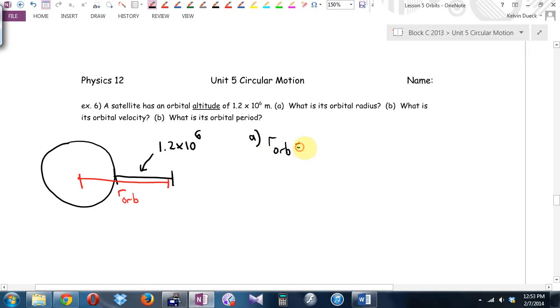So orbital radius is going to be the radius of the Earth plus the altitude. What was the radius of the Earth? It's on your formula sheet. I can't remember, 6 point something. 6.38 times 10 to the positive 6, I think. Yes? Negative 6 would be a pretty small planet.